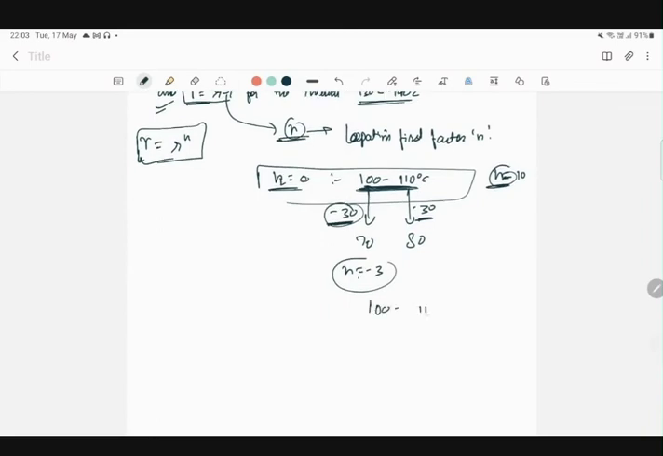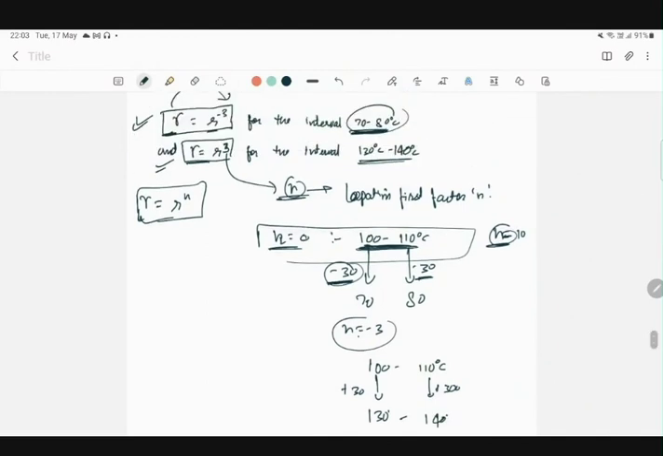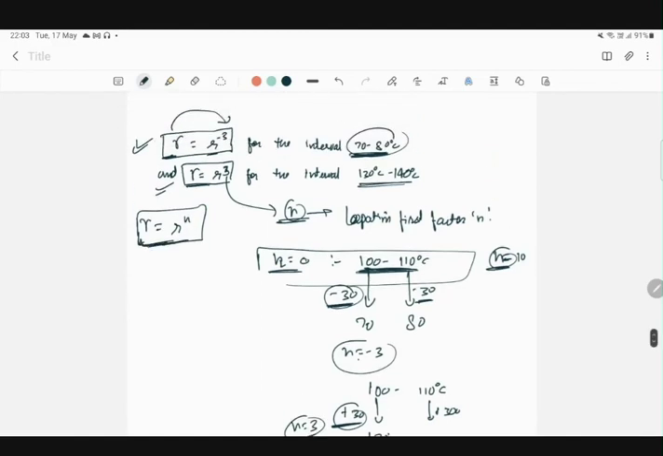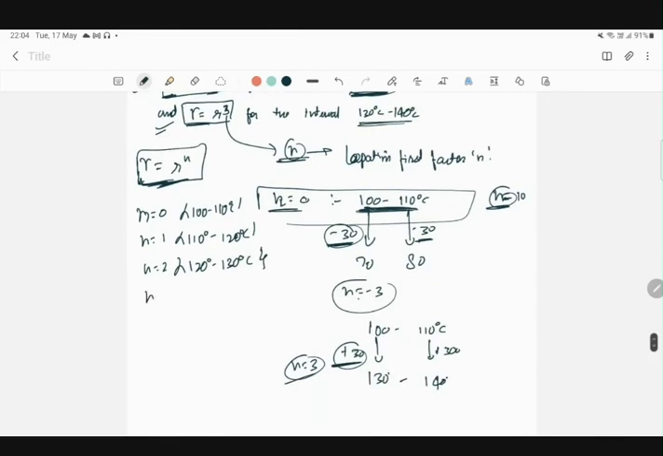Similarly, if you add 30 degrees Celsius to this, the temperature will become 130 to 140 degrees Celsius. Since we have added 3 intervals, n will be 3. So the formula is gamma is equal to R to the power n. n will be 0 for 100 to 110, n will be 1 for 110 to 120, n will be 2 for 120 to 130, n will be 3 for 130 to 140 degrees Celsius. Similarly, n will be minus 1 for 90 to 100 degrees Celsius, and minus 2 for 80 to 90 degrees Celsius.